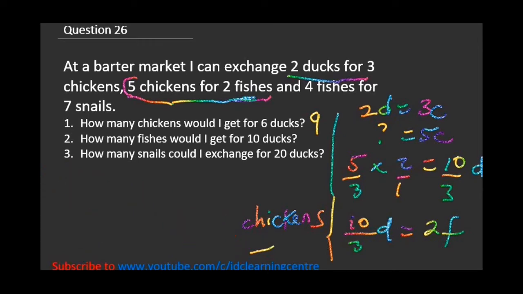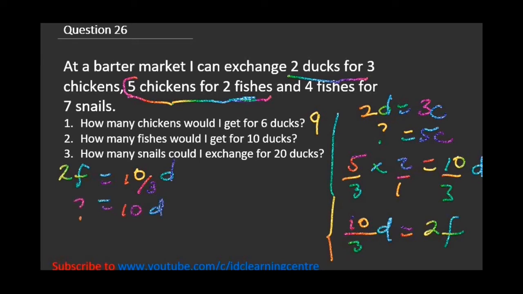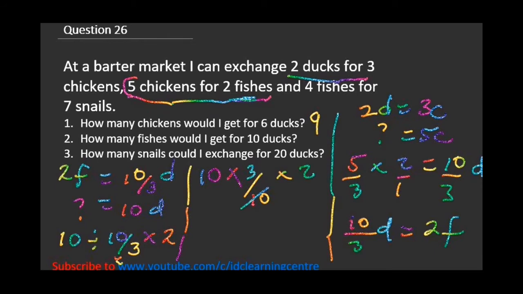Okay, let's continue from this part. If 2 fishes, from what I've done, equal 10 over 3 ducks, the question says, how many fishes can I get for 10 ducks? 10 ducks will give me more fishes. So if 10, less, under, you divide by 10 over 3. 10 divided by 10 over 3 times 2 fishes will give us our answer. 10 times, you flip, 3 up, 10 down, times 2. 10 cancels 10. My answer will be 6 fishes. So my answer is 6.